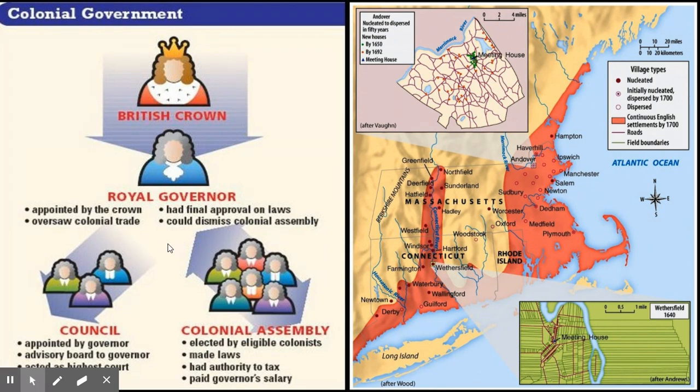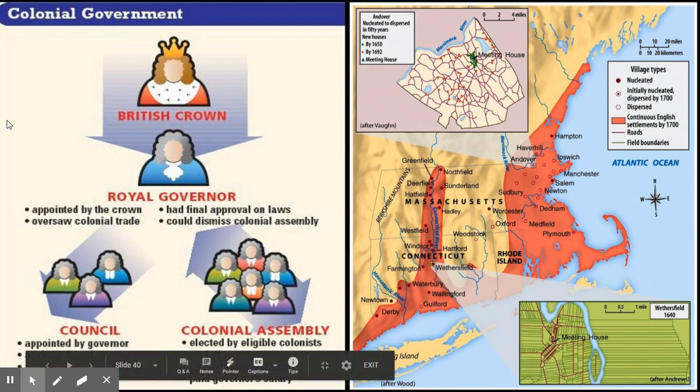He oversees the colonial trade. He has the final approval on laws, and he could dismiss colonial assemblies. Colonial assemblies were elected by eligible colonists.